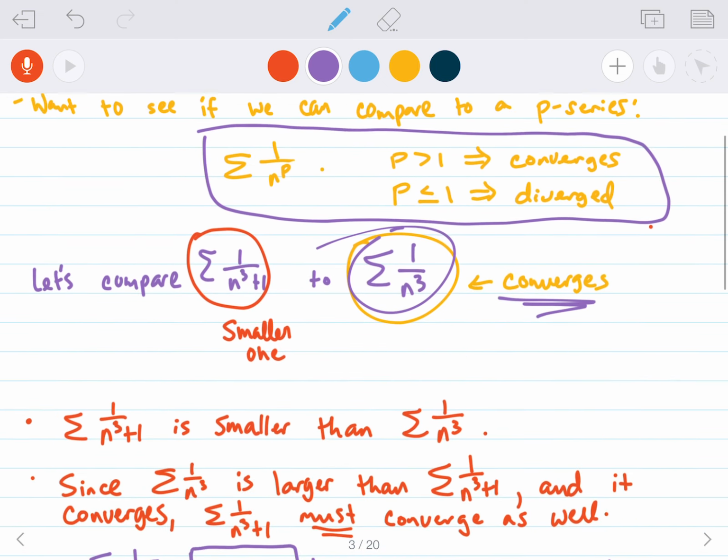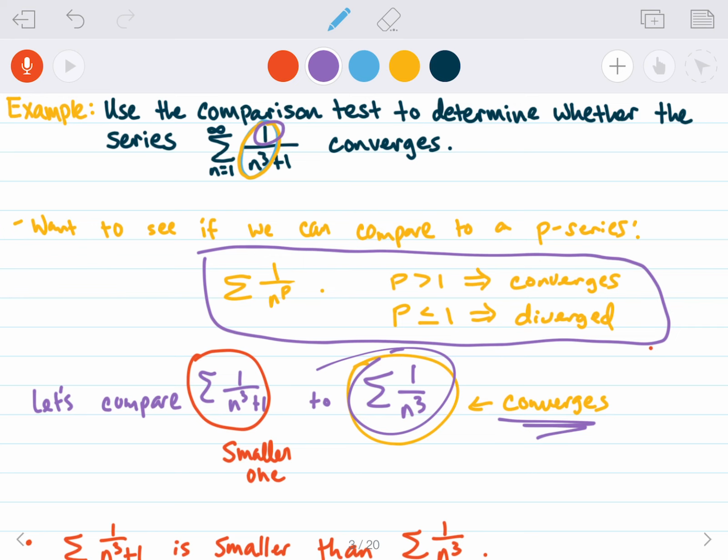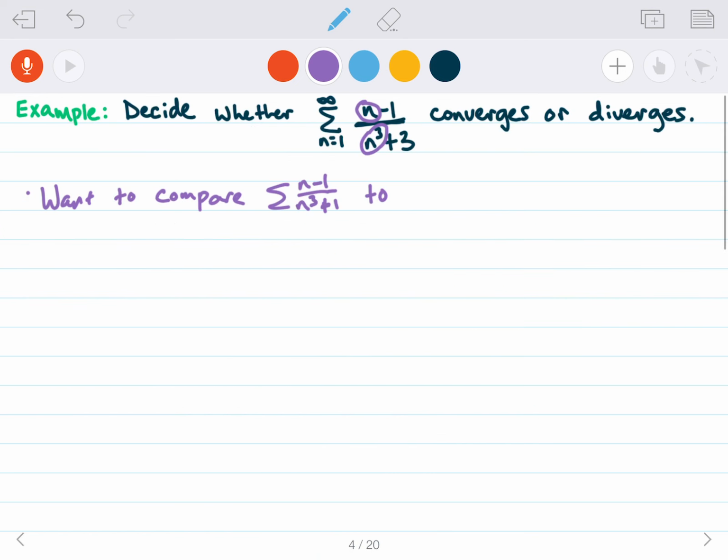In the first case, in the first example, the only thing we had on top was 1. So we had 1 over n to the 3. This time, our highest power in the numerator is n, and our highest power in the denominator is n to the 3, okay? And what this reduces to is a nice P series that we're familiar with, 1 over n squared, right? So here's the idea. 1 over n squared, we can actually go ahead and set up our problem now.